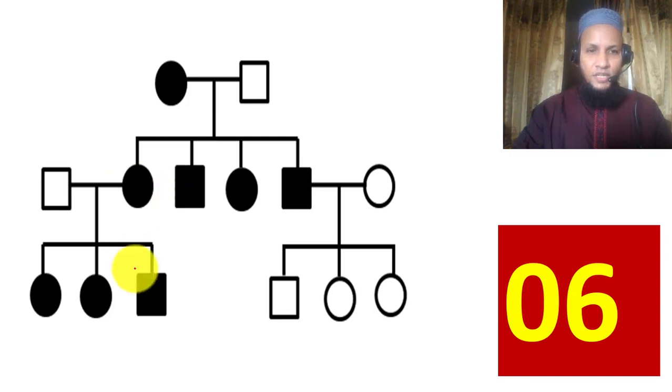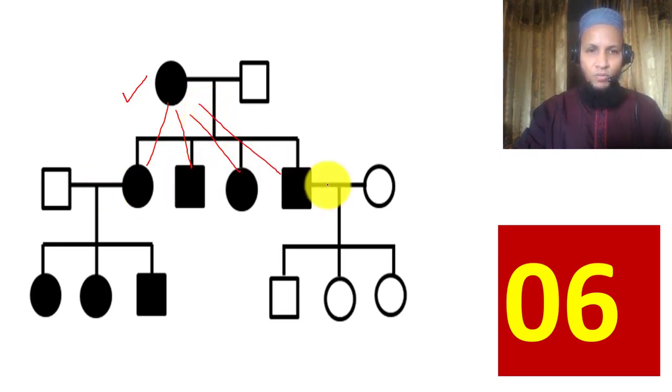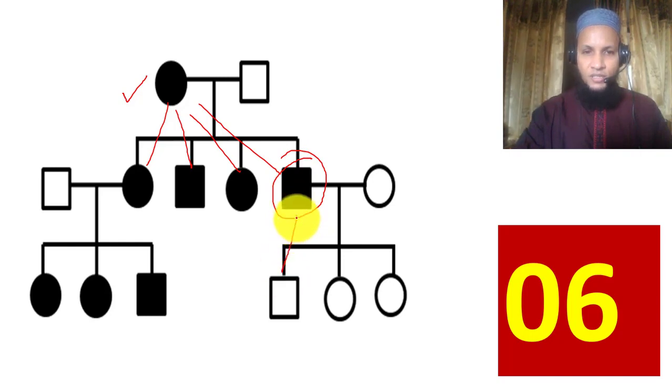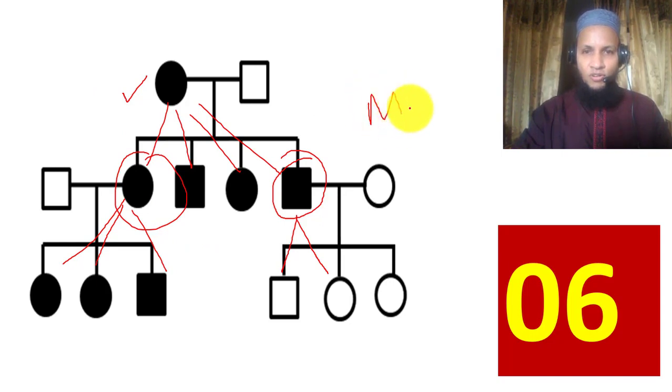Here we can see there is a special pattern, that is only maternally inherited disease. This mother is transmitting the disease to her daughter's son. But once the man is affected, a son is affected, he cannot transmit the disease to his sons or daughters. But once the mother is affected, she can transmit the disease to both her daughters and sons. So this is mitochondrial inheritance.